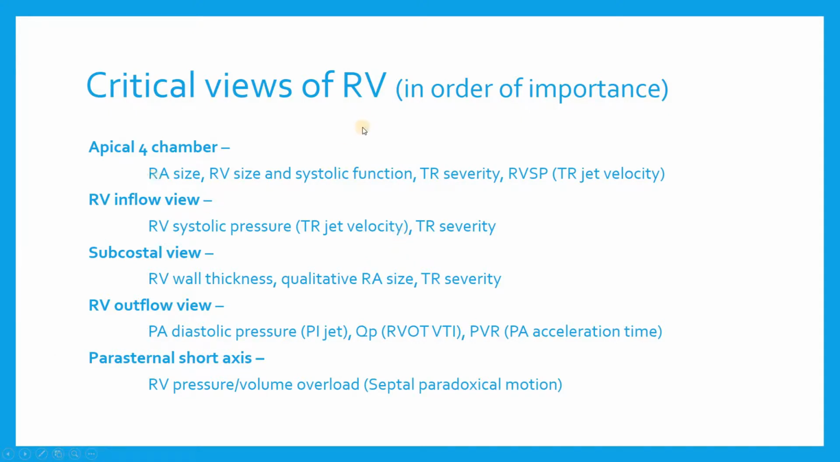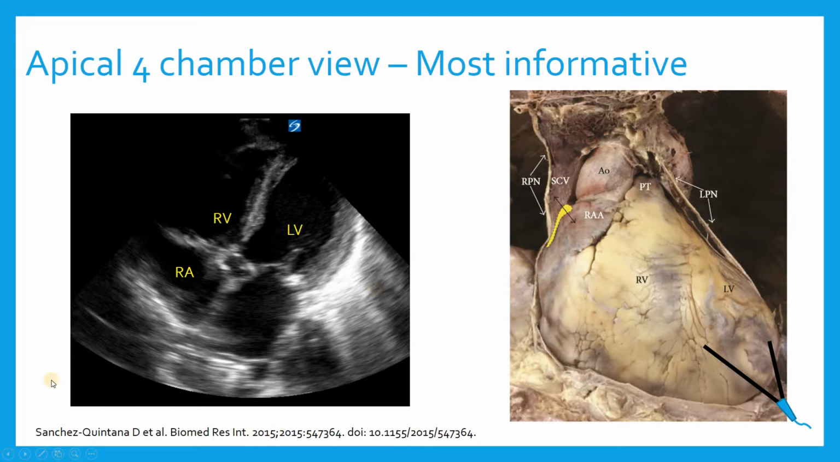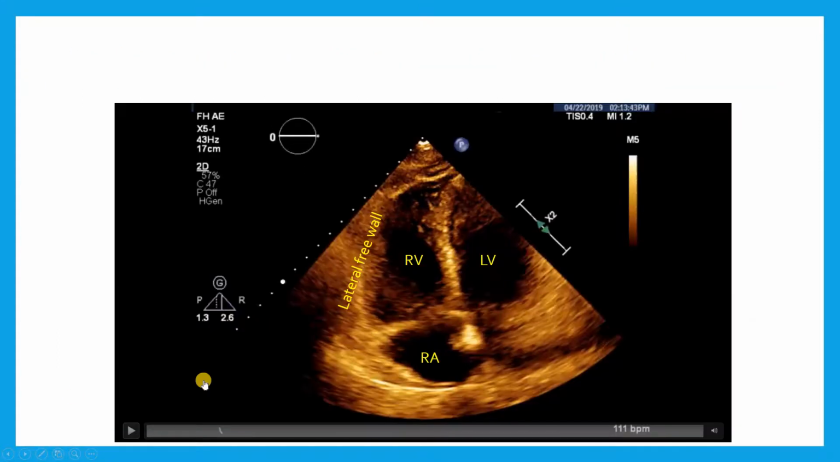So we'll start with the apical four-chamber. It's my favorite for looking at this stuff. I've mentioned that before. Remember, when you're looking from the four-chamber view, you're trying to get something like this. This is a little off axis, but you want to try to get some of that lateral free wall of the RV. And there are a couple of different ways to try to pick that up.